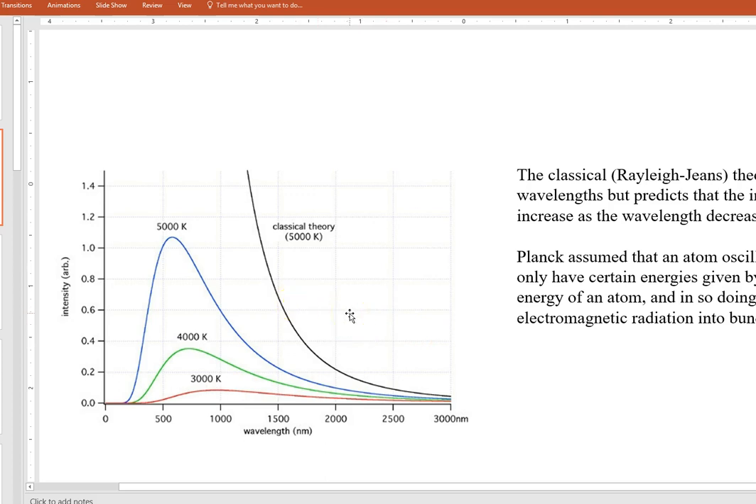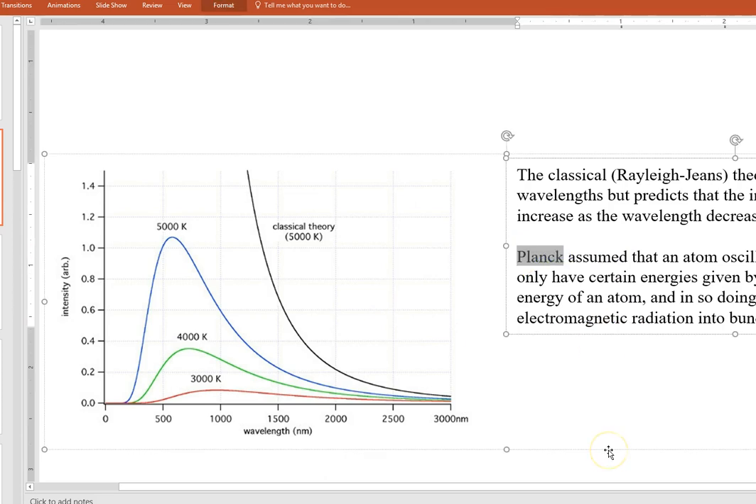Well, guess what? A guy comes along named Max Planck. There he is right there. And what Planck does is he says, hey, I'm going to use the same distribution, the Boltzmann distribution, but I'm going to tweak it so that I can actually get one of these curves. So at 5,000 Kelvin, for instance, I know what I should get based on experiment. So let me see what I can do. Well, what he does is something very strange, and he admits that it's very strange.